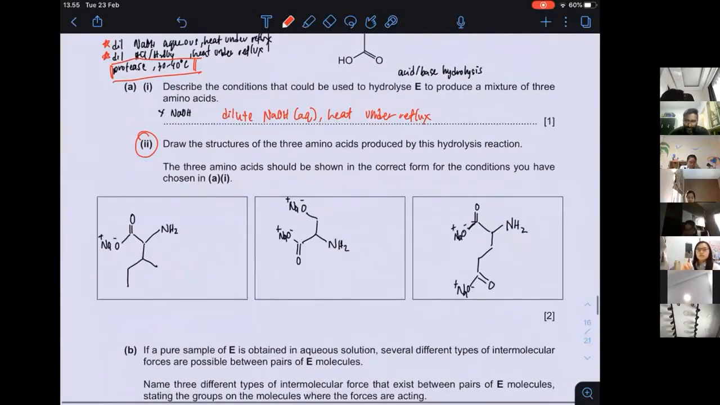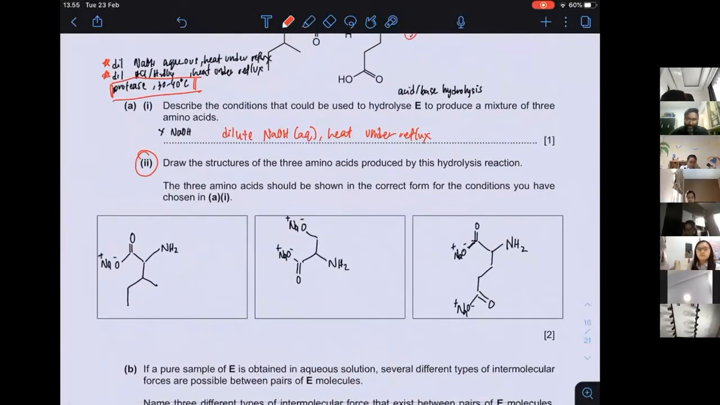So, draw the structure of 3 amino acids produced in this hydrolysis reaction. You need to draw the 3 structures of amino acid. The 3 amino acids should be shown in the correct form for the condition you have chosen in A1. Please remember, it doesn't follow 100% what is given in the marking key, because in the marking key they just show you the general part only. So your marking key is just a guide. It's not the final answer.